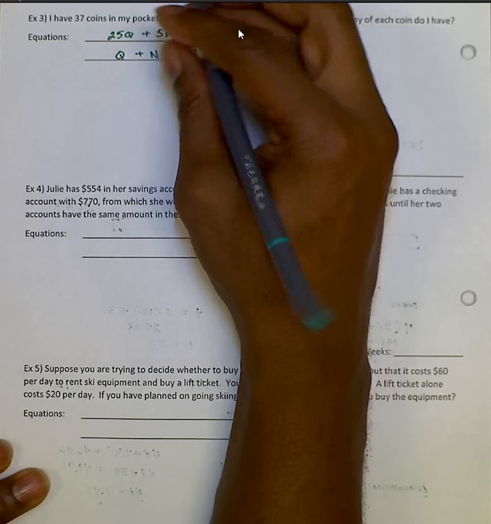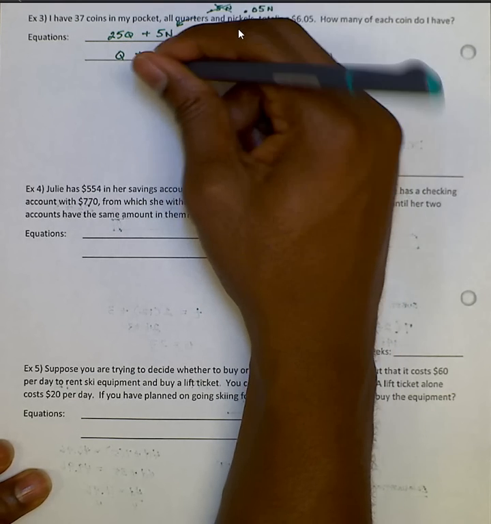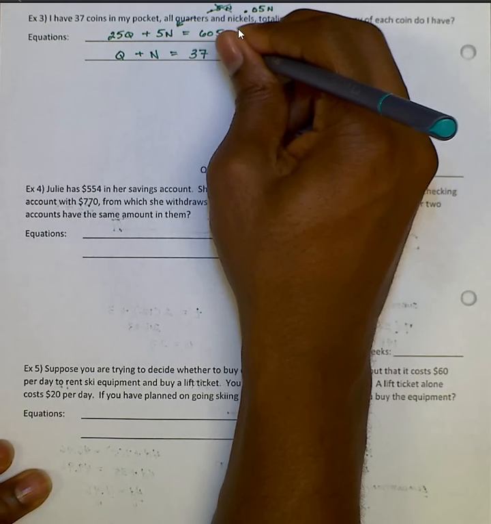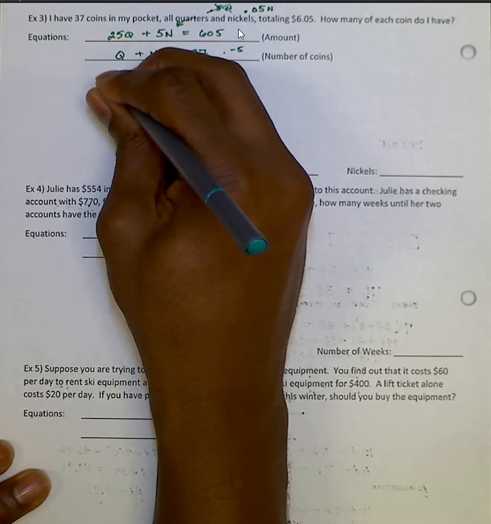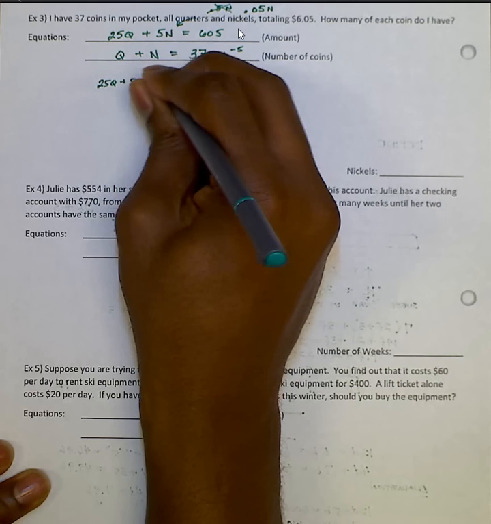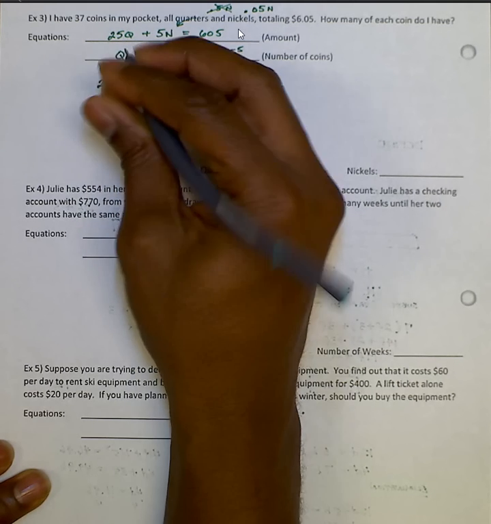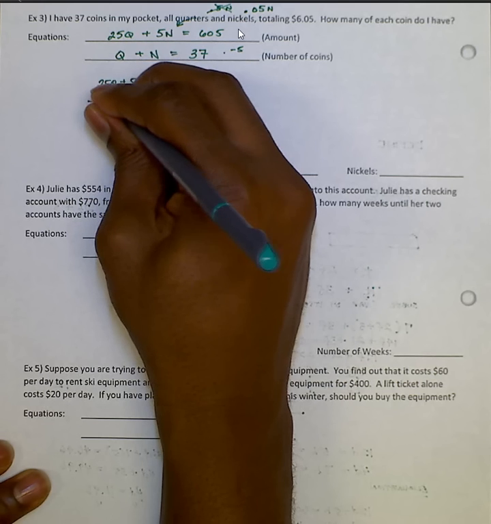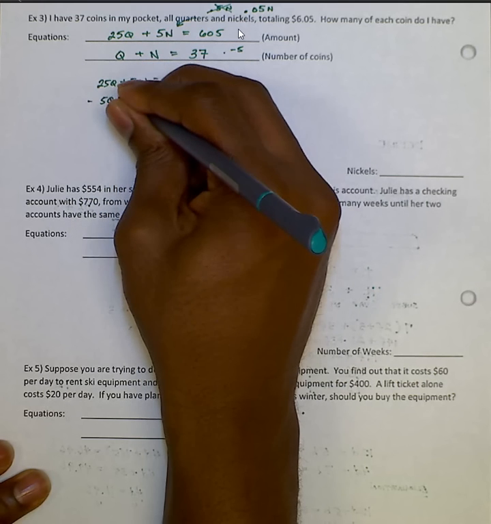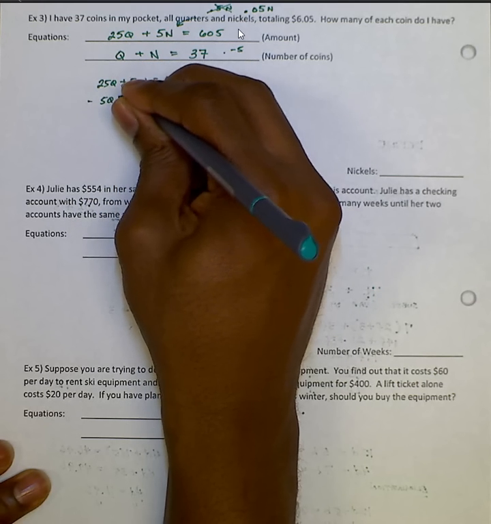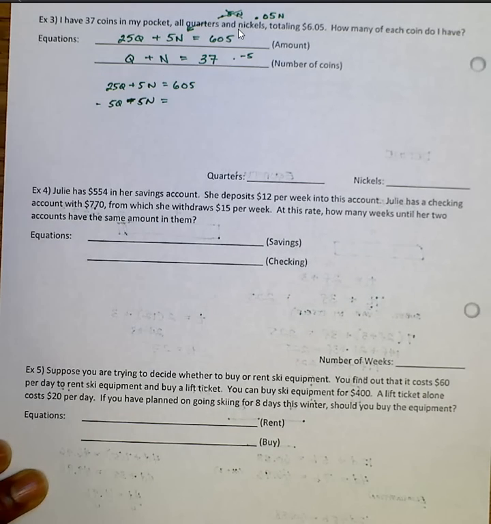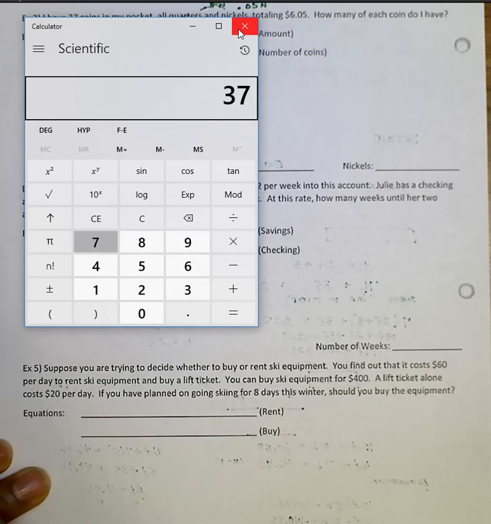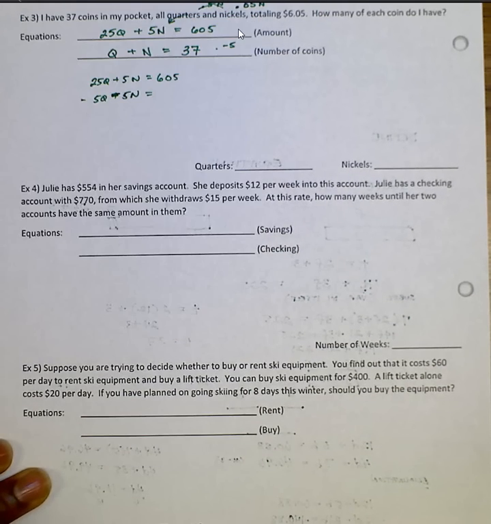And I can see that I'm going to be able to eliminate these n's pretty quickly. I'm going to multiply this bottom equation by -5. Okay, so I have 25q plus 5n equals 605. I'm going to multiply the bottom equation by -5, so I have -5q minus 5n equals -185. Make sure I did that right. 37 times 5. Okay. So -185.